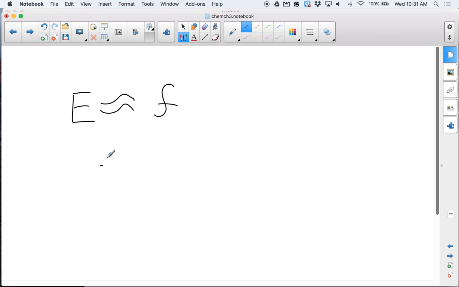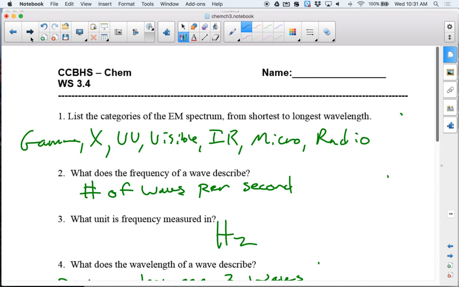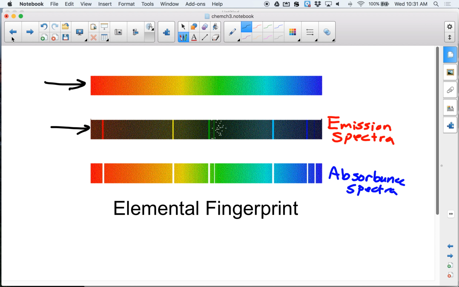Now, this right here is going to be very important when we start talking about how light is produced. So we just want to remember, higher frequency equals higher energy, okay? You guys are going to have homework tomorrow for sure.